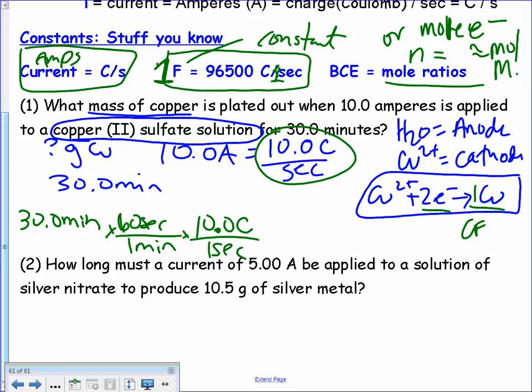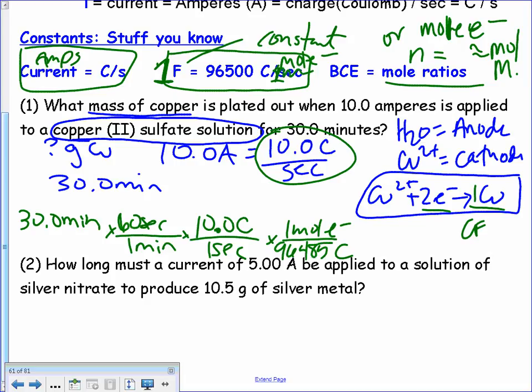Faraday's constant. Good. Faraday's constant is 96,485 coulombs per second. Sorry, that is per moles of electrons. I do that all the time, guys. Sorry, that's per moles of electrons. So I'm going to take that and flip it, right? So the coulombs are going to go on bottom. 96,485 coulombs per 1 mole of electrons.